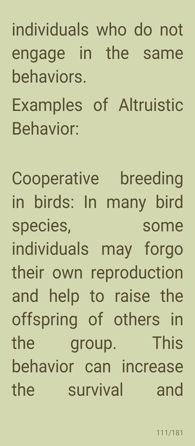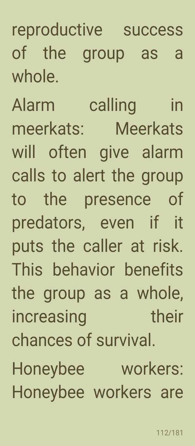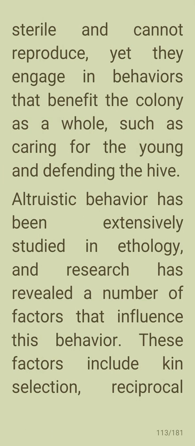Examples of altruistic behavior: cooperative breeding in birds. In many bird species, some individuals may forego their own reproduction and help to raise the offspring of others in the group. This behavior can increase the survival and reproductive success of the group as a whole. Alarm calling in meerkats. Meerkats will often give alarm calls to alert the group to the presence of predators, even if it puts the caller at risk. This behavior benefits the group as a whole, increasing their chances of survival. Honeybee workers. Honeybee workers are sterile and cannot reproduce, yet they engage in behaviors that benefit the colony as a whole, such as caring for the young and defending the hive.